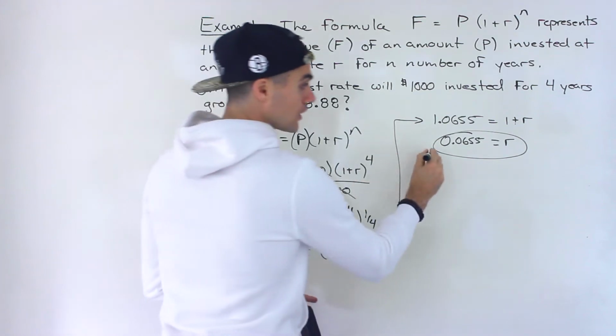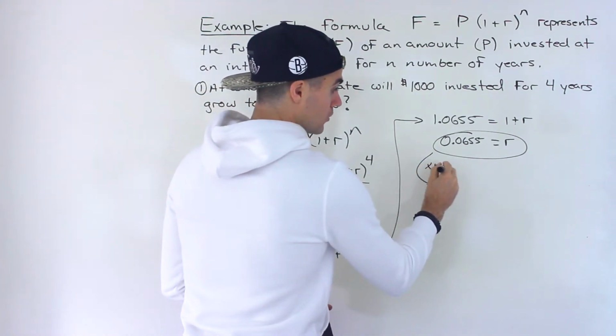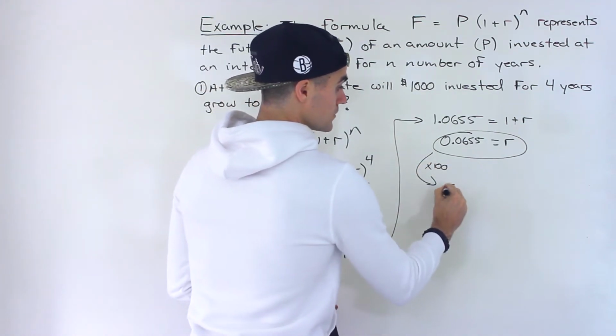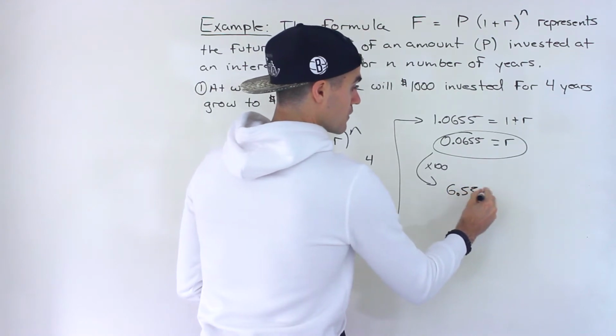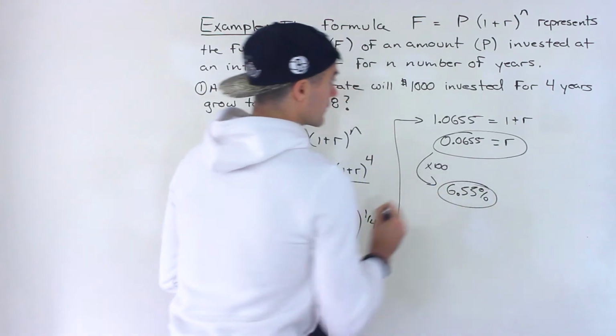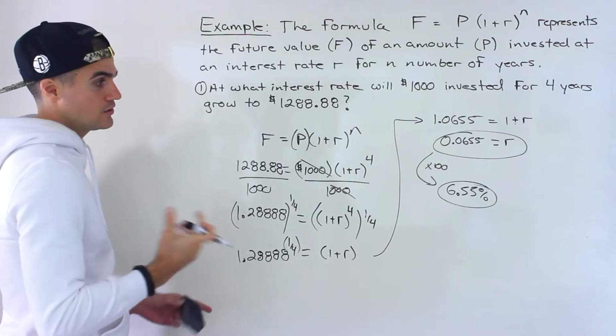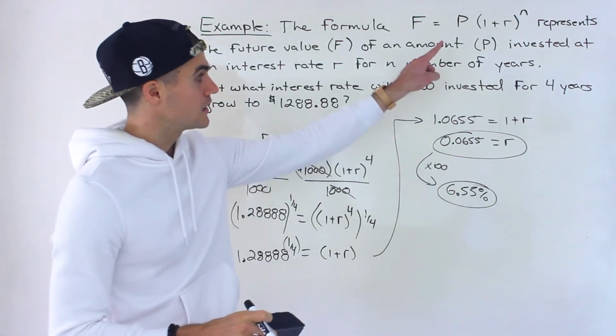So if you want to convert it to a percentage, you would just multiply it by 100. So you'd get 6.55%. Right? That's the annual interest rate. And you could check your answer. You could take this, plug it in here.